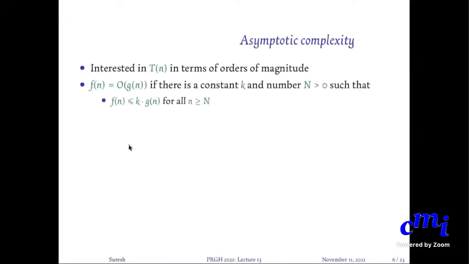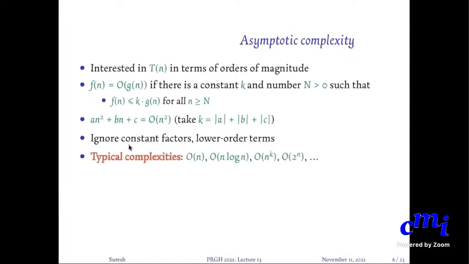And like I said, you are looking at asymptotic complexity. So basically you ignore constant factors, lower order terms, etc. This is the crucial point. Something like an squared plus bn plus c, you will say is order n squared. The typical complexities that you want to look at are n log n, n to the k, but more usually n squared, n cubed, etc. You won't go beyond that.